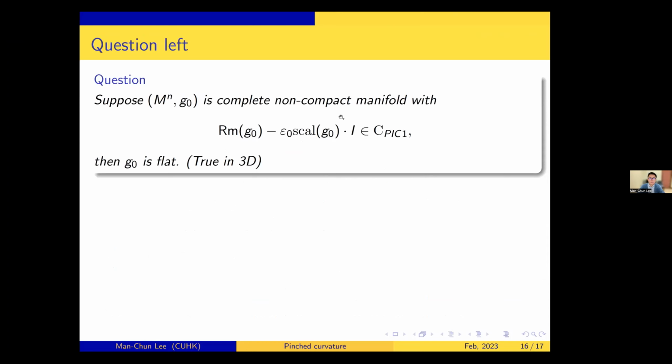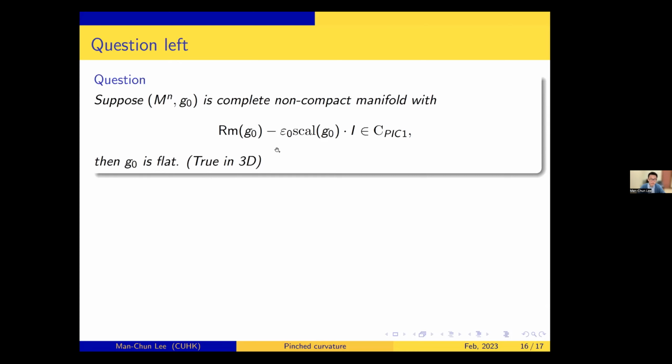And we expect that if we know the PIC1 is pinched, then it is sufficiently good enough to say that the manifold is flat. Okay. And when n is three, it is true by our work with Felix, Darrell, and Simons. I mean, a mixture of our results.